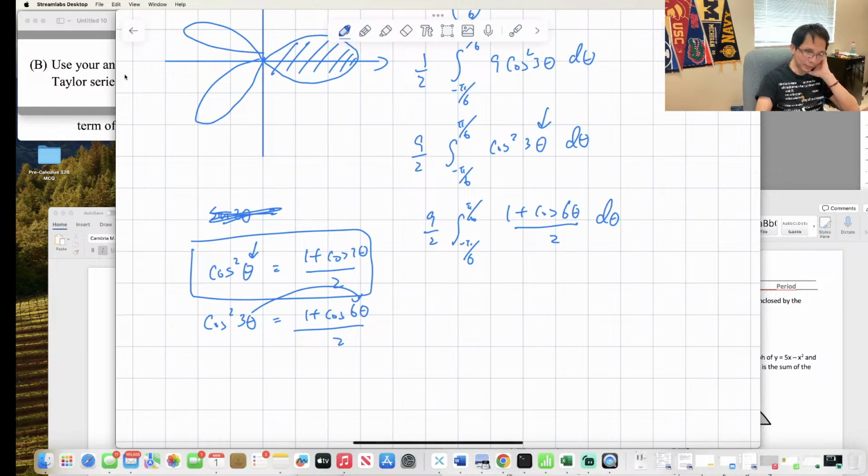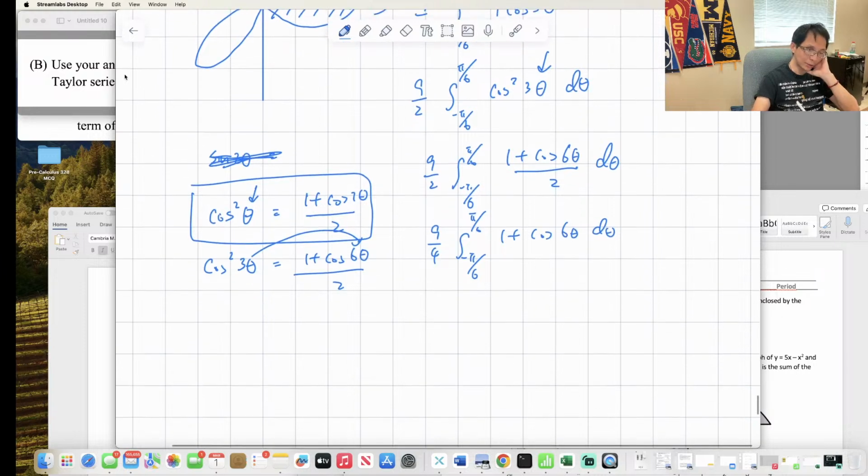Can I take the 1/2 out? So it'll be 9 over 4, integration from negative pi over 6 to pi over 6 of 1 plus cosine of 6 theta. Is this okay? What's the integration of 1? What's the integration of cosine 6 theta? Sine 6 theta over 6. Yep, got it. So 9 over 4, between pi over 6 and negative pi over 6.